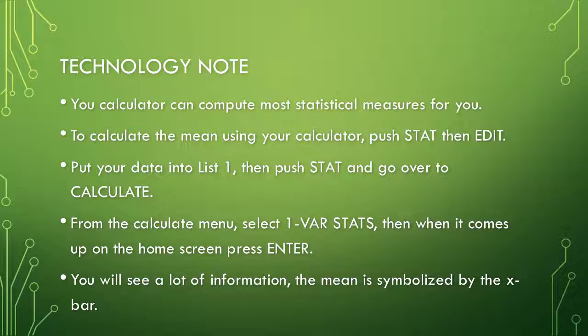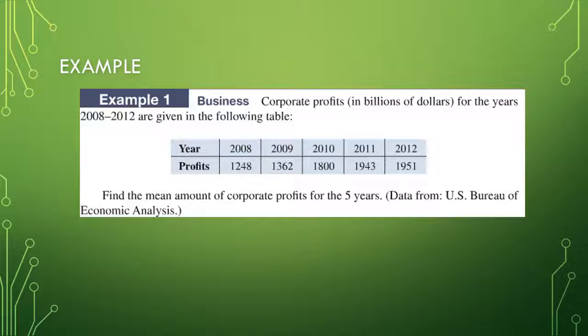And you're going to see a lot of information, and we'll go over later what all this information means. But what you need right now is the mean, which is symbolized by the x bar, or the x with the line over it. Try this example, pause the recording to do it, and then resume to check your answer.